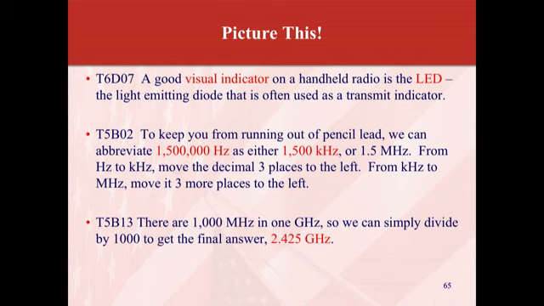There are 1,000 megahertz in 1 gigahertz, so we can simply divide by 1,000 to get the final answer, 2.425 gigahertz.